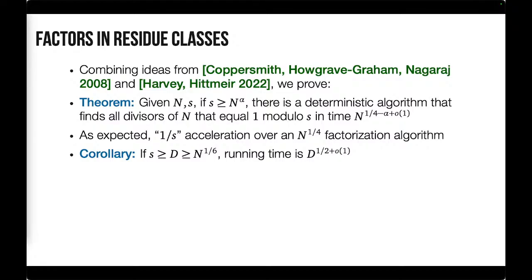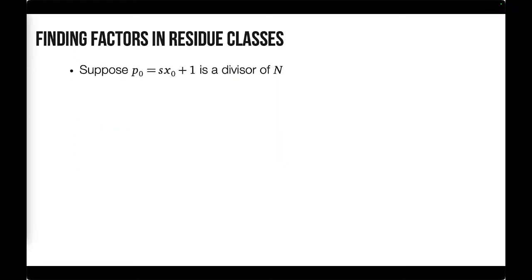Okay, I will quickly tell you how this algorithm works, or a special case of how it works. Let's suppose we have a divisor of n which is 1 modulo S. Well, it's just S times x0 plus 1. Maybe a more convoluted way of saying the same thing, but it will pay off soon, is that this x0 is a root of this polynomial g of x modulo p0. Right? I'm just saying the same thing.